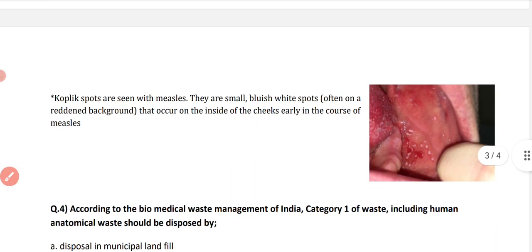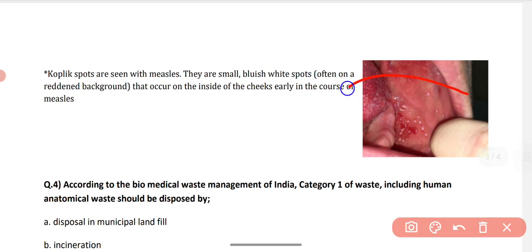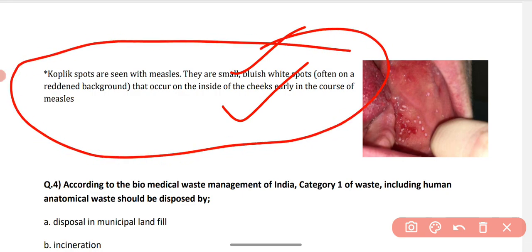And Koplik spots, here you can see the structure and characteristics of the Koplik spot: bluish white with red base in the buccal mucosa. Here you can see small bluish white spots with red background that are present in the cheeks, that is in the buccal mucosa. This is what they asked in the question. That's why we selected Koplik spots measles as the right option.